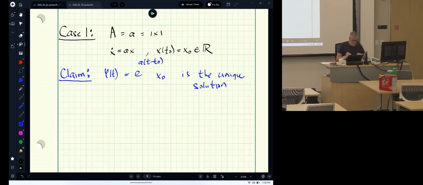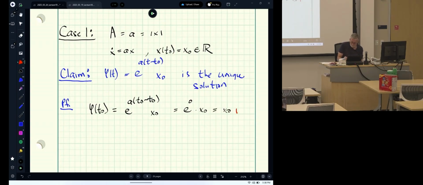Well, how would we show that? It's the usual. Does it satisfy the initial condition? And when we differentiate it, does it satisfy the ODE? So phi of t0 is e to the a(t0 minus t0) times x0, which is e to the 0 times x0 equals x0. Initial condition, checked.